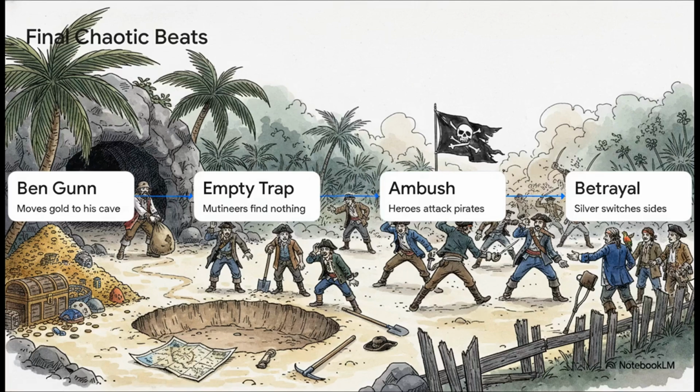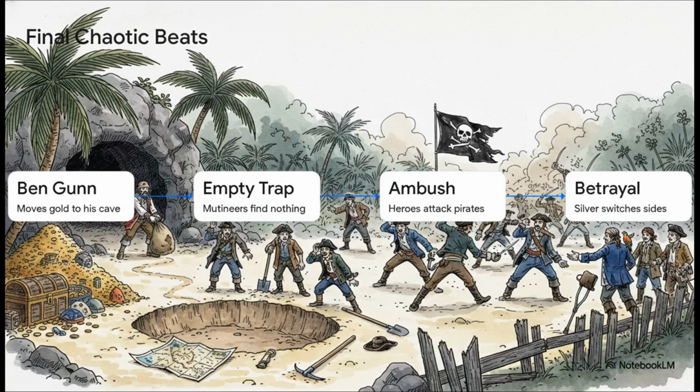Here is a quick breakdown of the final rapid-fire beats of the treasure hunt, because it's absolute chaos. First, completely unbeknownst to the pirates, Ben Gunn has already found the treasure. He secretly moved all the buried gold to his cave months ago. So then the mutineers follow the map expecting all these riches, but they fall right into an empty treasure pit. Suddenly, our heroes launch a chaotic ambush from the tree line, scattering the surviving, panic-stricken pirates.